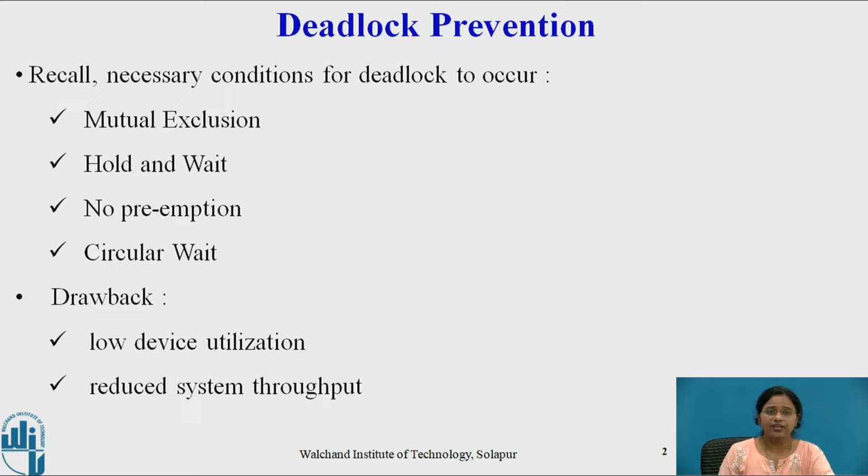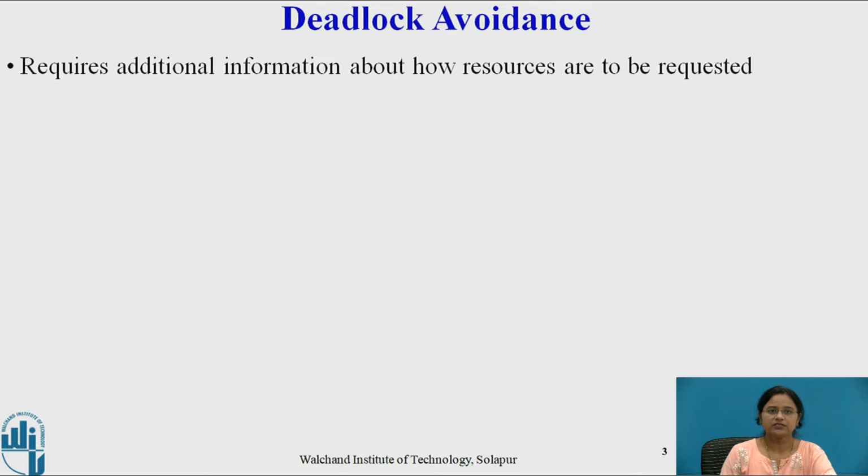So, if a deadlock prevention mechanism is not present in the system, then we must design deadlock avoidance. Deadlock avoidance means we have to avoid a deadlock that tries to enter the system. So, what is deadlock avoidance? Deadlock avoidance requires additional information about how resources are to be requested.